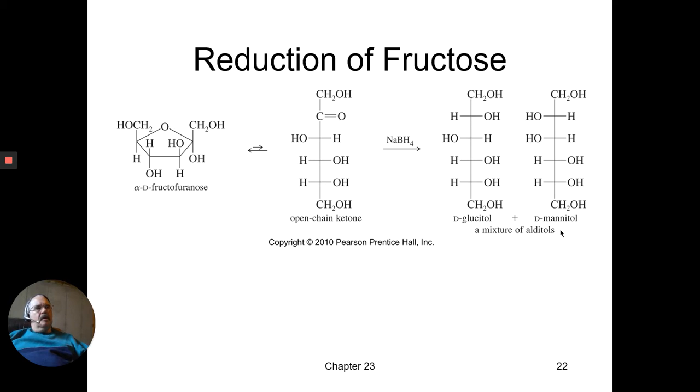They are used as artificial sweeteners, and where you most frequently find them is, for example, in gum. They are more difficult to digest than mannose or glucose, and so they are considered lower calorie.